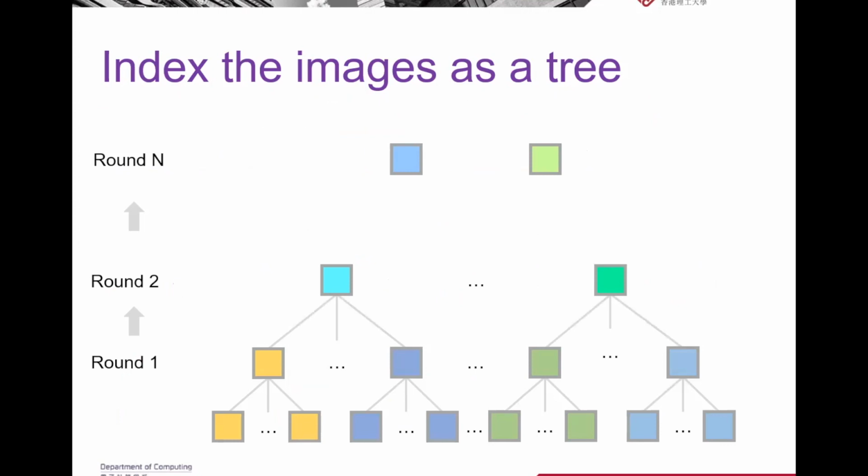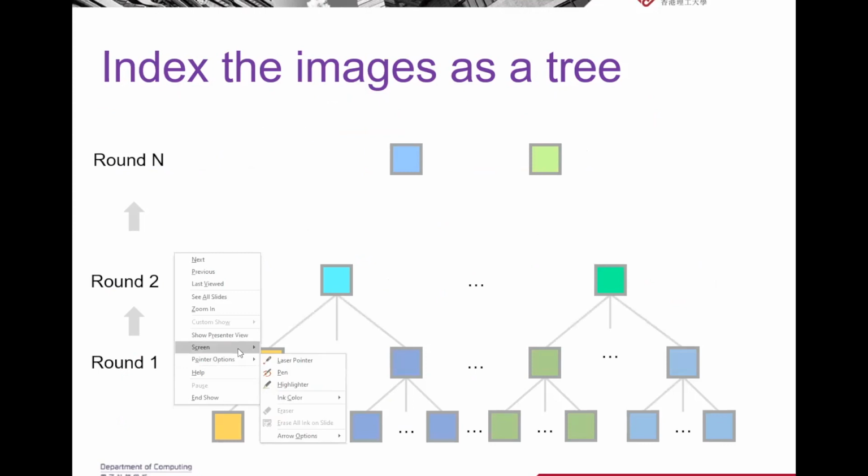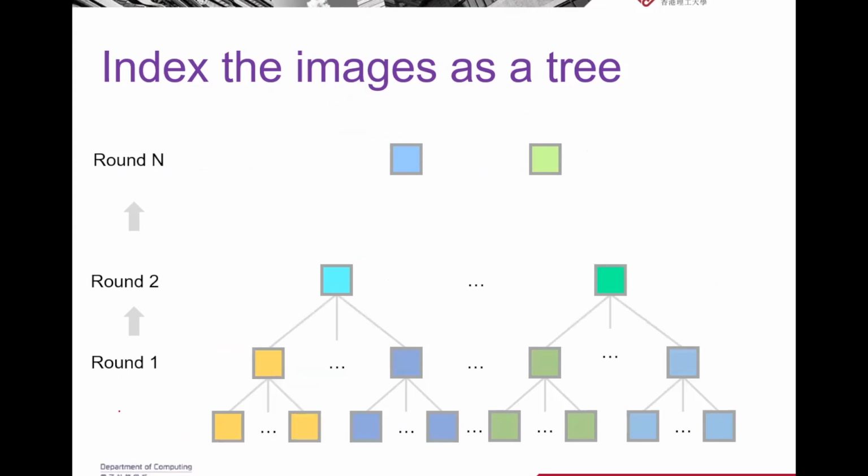As I mentioned, indexing is a process of organizing feature vectors in the feature space as a structure. And we're actually trying to generate a tree-like structure like shown here. So what we can do here is, let me pull out the pen. We can do the clustering for multiple rounds.